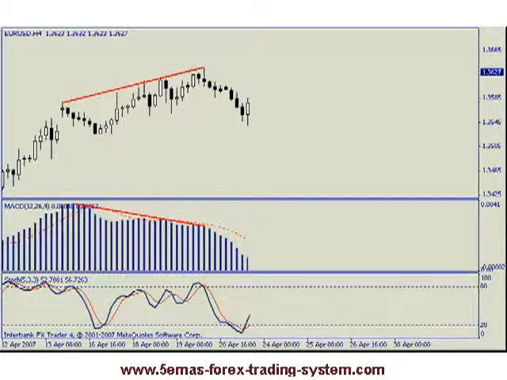The previous low in our case was 1.3525, meaning that we should place our stop loss at 1.3520.